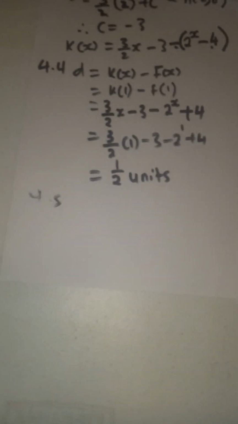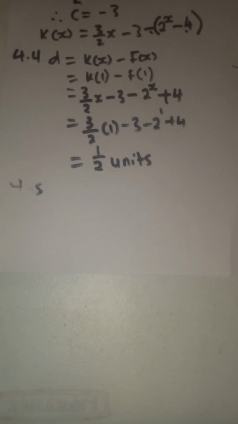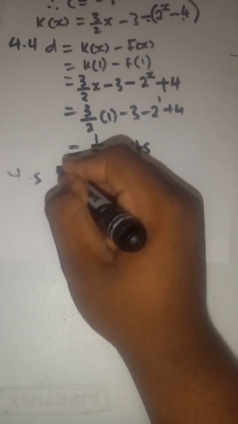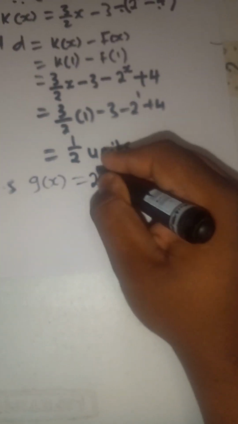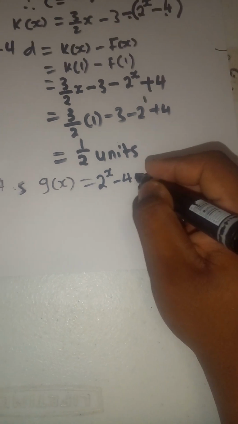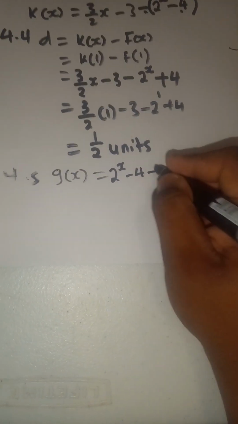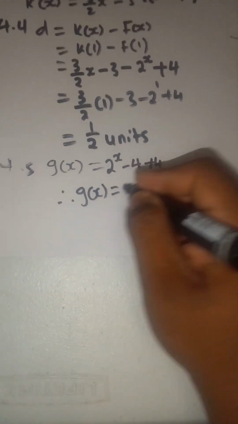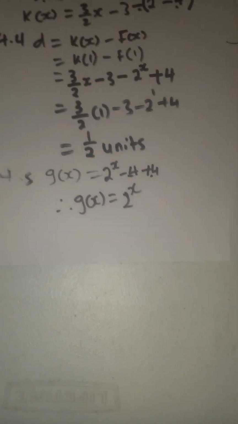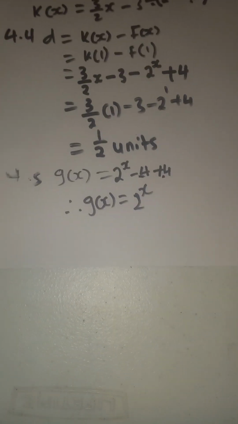If it is given that g of x is equal to f of x plus 4, now g of x is equal to f of x. Now f of x is 2 to the power of x minus 4, and it is f of x plus 4. So it simply means g of x is equal to 2 to the power of x, because minus 4 plus 4 is 0. That's how you can do those questions.